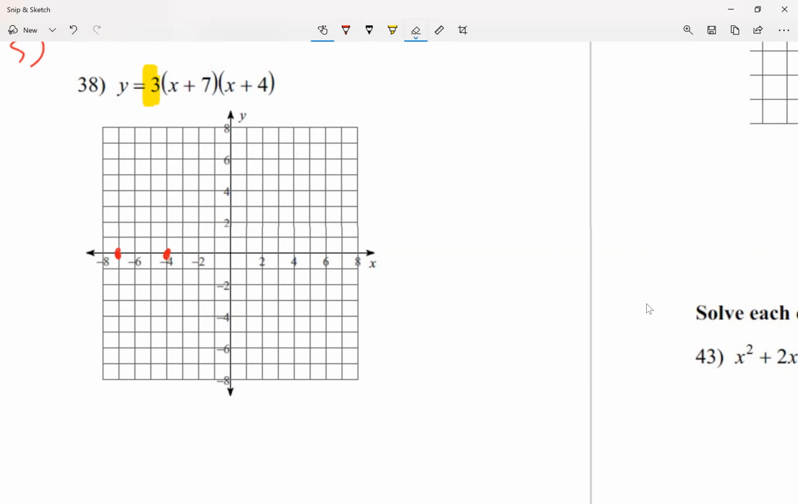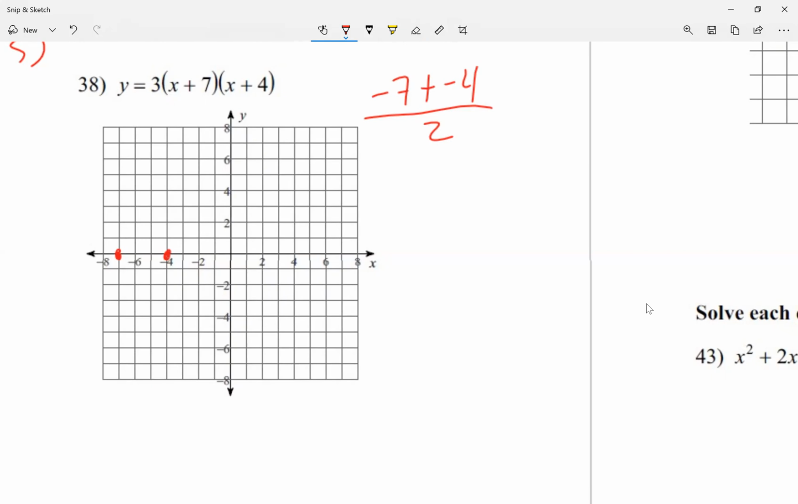Okay, but in this case, let me find where the vertex is, because where's my vertex? Is it here? Is it here? Is it here? Where is it? I'm not quite sure. So let me find it out. The way I'm gonna find the x value of my vertex, since I crossed the x-axis at -7 and -4, let me add those two numbers up, -7 plus -4, and the result, let me divide it by 2.